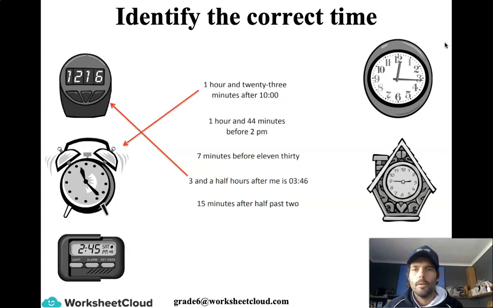Okay, your second one, 1 hour and 23 minutes after 10. So I'm hoping that you took the 1 hour first and went to 11, and then did the 23 minutes on top of that. And you can see the minute hand is between 20 past and 25 past, and the hour hand is almost in the middle of the 11 and 12 markings. But there's also a second description, 7 minutes before 11:30, and that's also going to be 11:23.